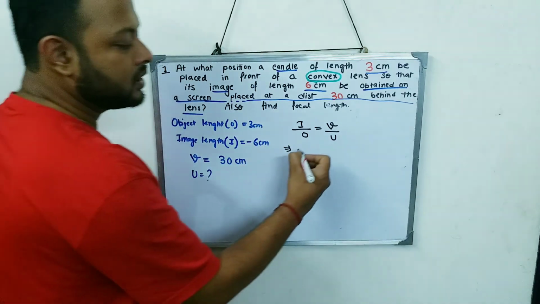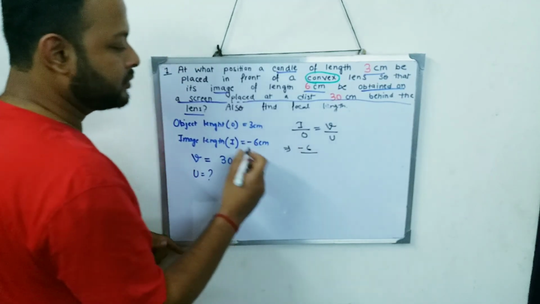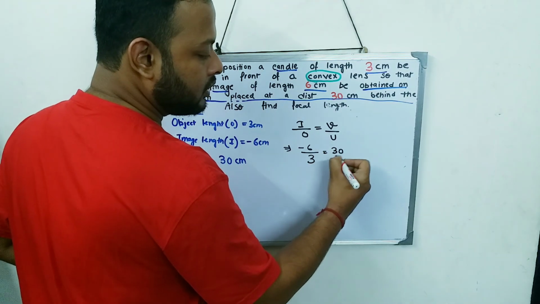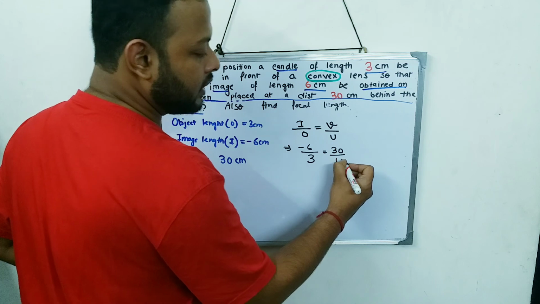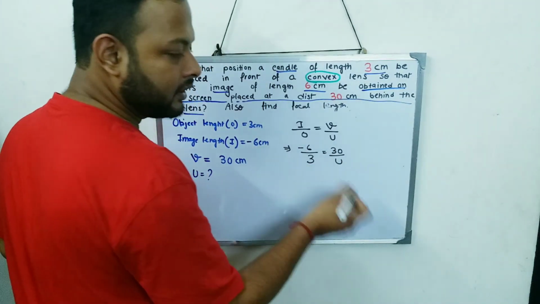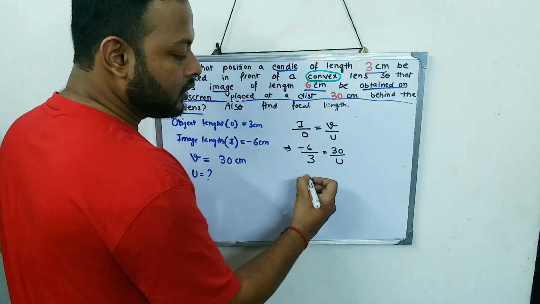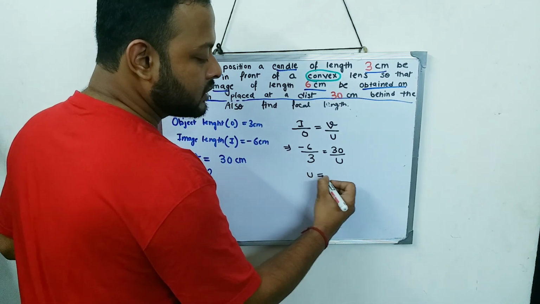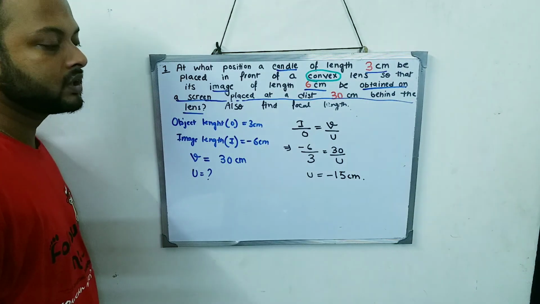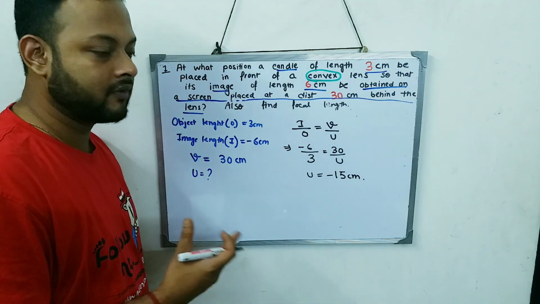Image height is minus 6. Object height is 3. V I don't know, and U I have to find out. If I solve the whole thing, I think you can solve it by yourself also. So you will get U is equal to minus 15 centimeter. That is the value of U.